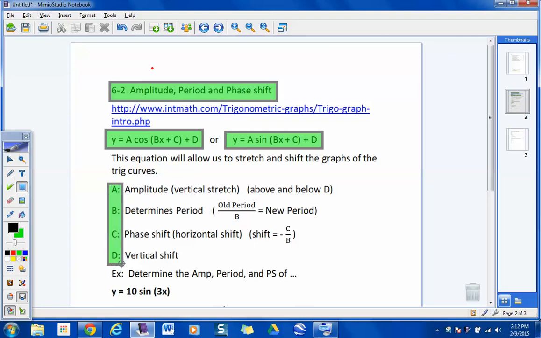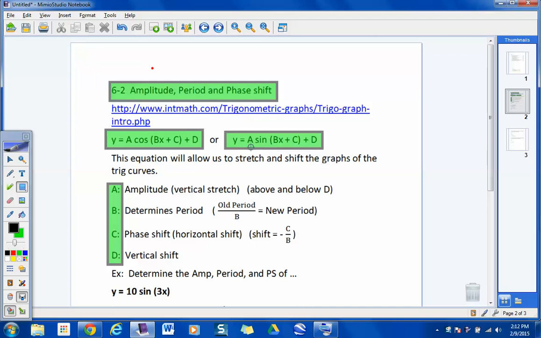What does it say a affects? What's the word there that says it affects? Anybody ever heard that word, amplitude? You've heard of amplitude? How many know what amplitude means? Okay, what's it say here in parentheses? Vertical stretch. If you notice up here in these functions, where is the a at? Well, it's out in front of the sine or the cosine function.